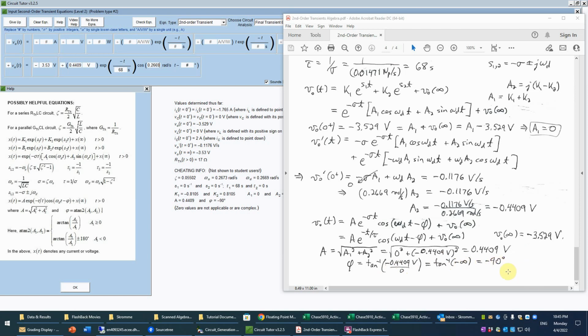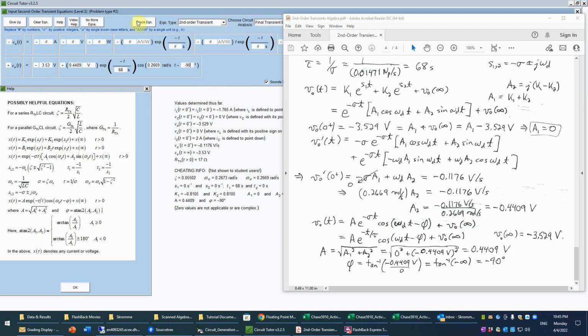Remember, if you draw the unit circle, that's where the cosine goes to 0, and the sine would be negative 1. So that's why it gives us the negative 90. Okay, so since it's minus phi, we put negative 90 in there. Okay, and that's our formula.